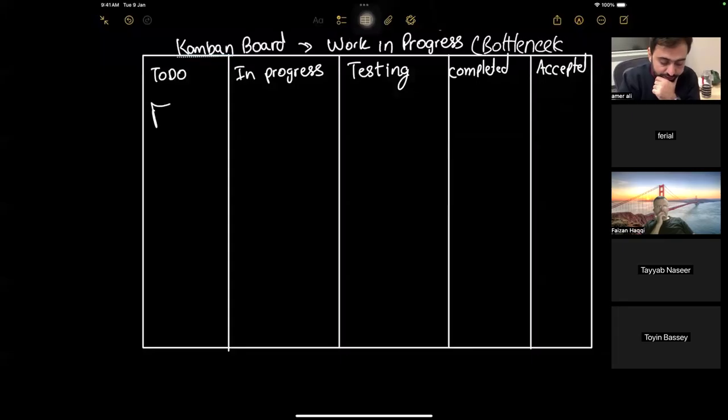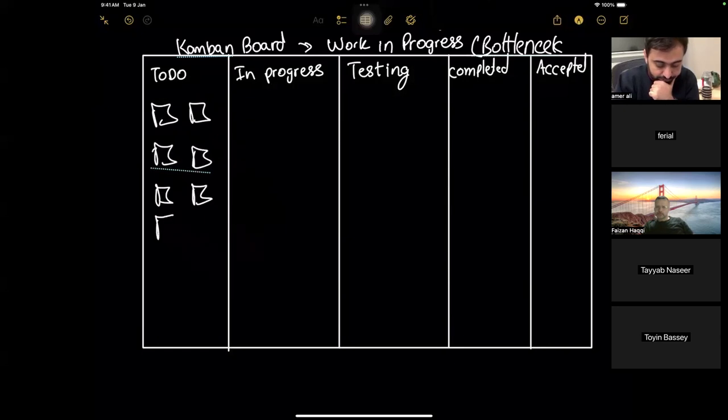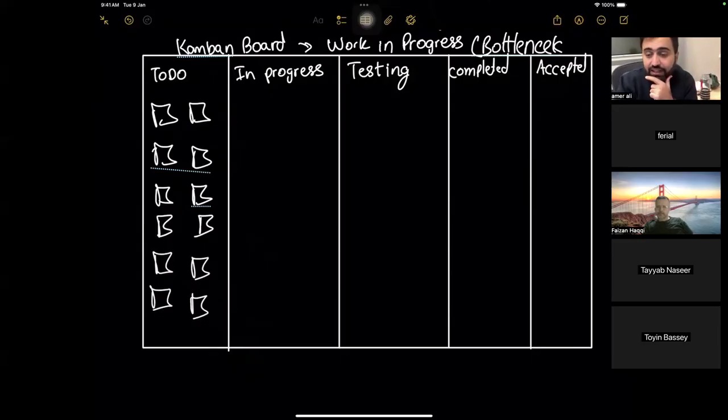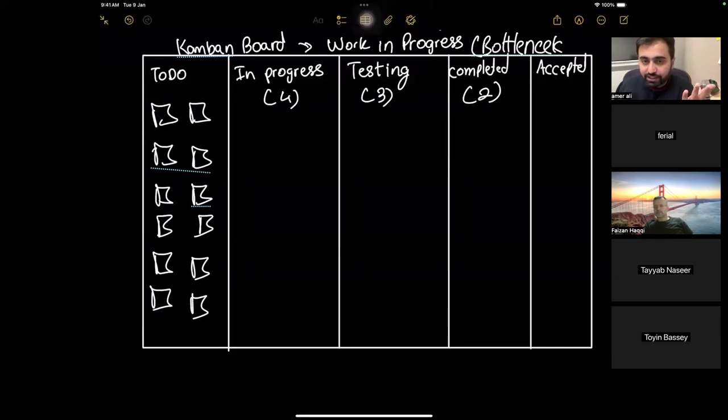So let's say there are user stories here, 1, 2, 3, 4, 5, 6, 7, 8, 9, 10, 11, 12, etc. I only have two people to work on one user story. Or let's say I have four people to work. I have three testers. Two people can check how much work is completed. Now, who set this limit? The team sets the limit. How do we set it? We do a hit and trial.